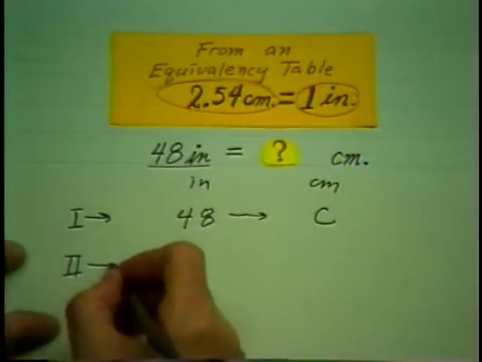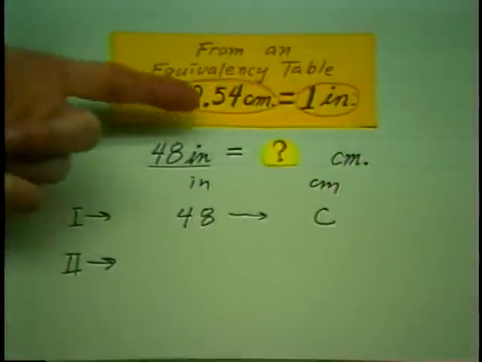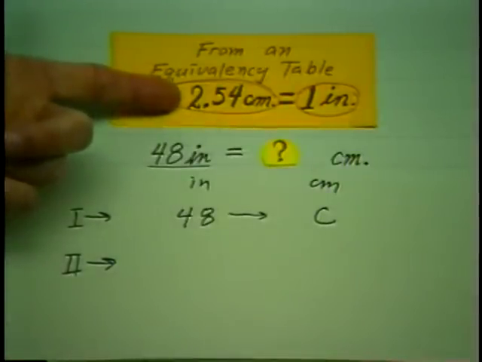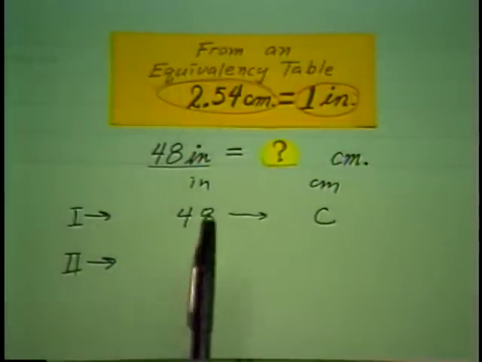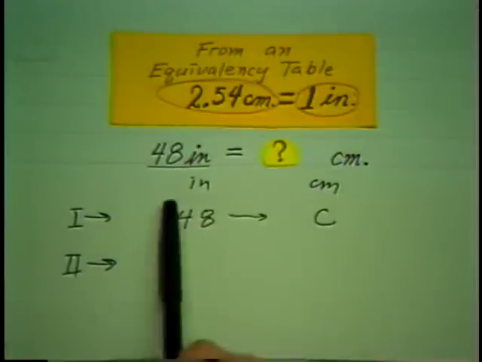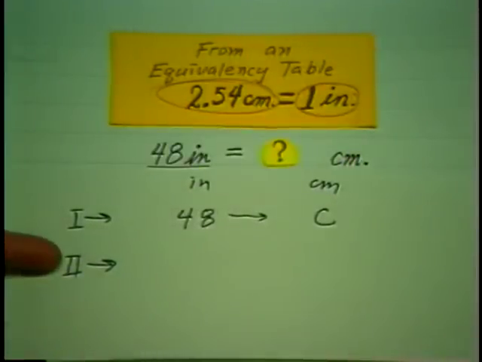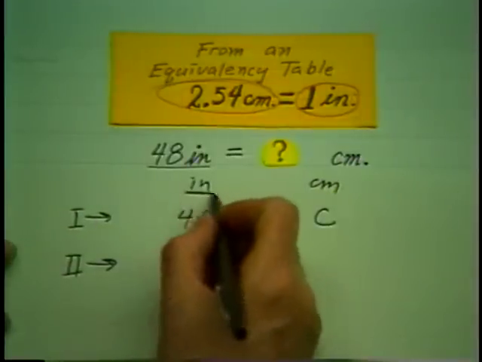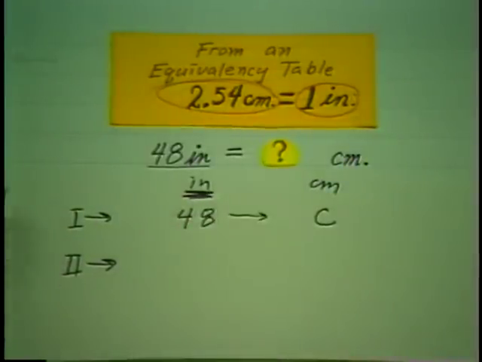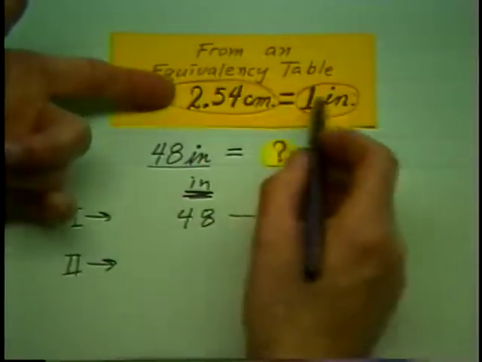The table, in effect, gives us a second situation against which we can compare it. So remember, we can write this in any order we want, inch to centimeter or centimeter to inches, as long as the other situation is written in the same order. So I want inches here. So from the table, I have 1 inch.